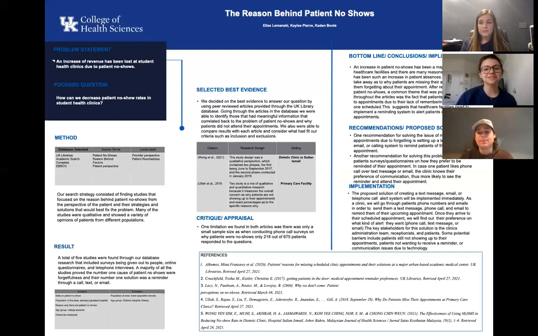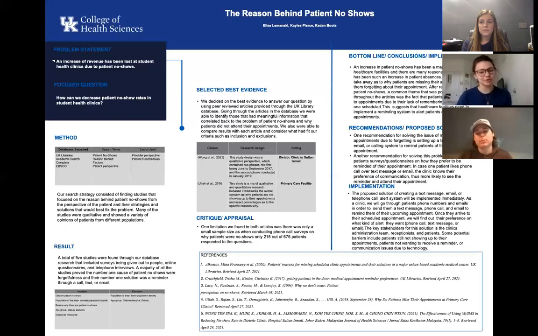So as we can see, patient no-shows have become a big problem in healthcare facilities all over the country, and especially in our student health clinic as well. So the biggest takeaway as to why patients are missing their appointments, as we've said, is them forgetting about their appointments, which was a common theme that was portrayed throughout all of the articles that we researched. And due to their lack of remembering, that is one of the major reasons that they are missing appointments.